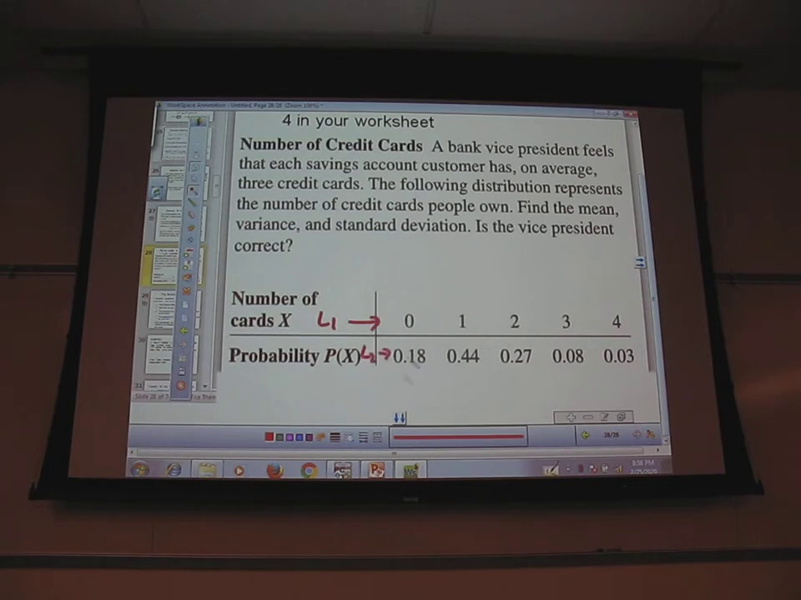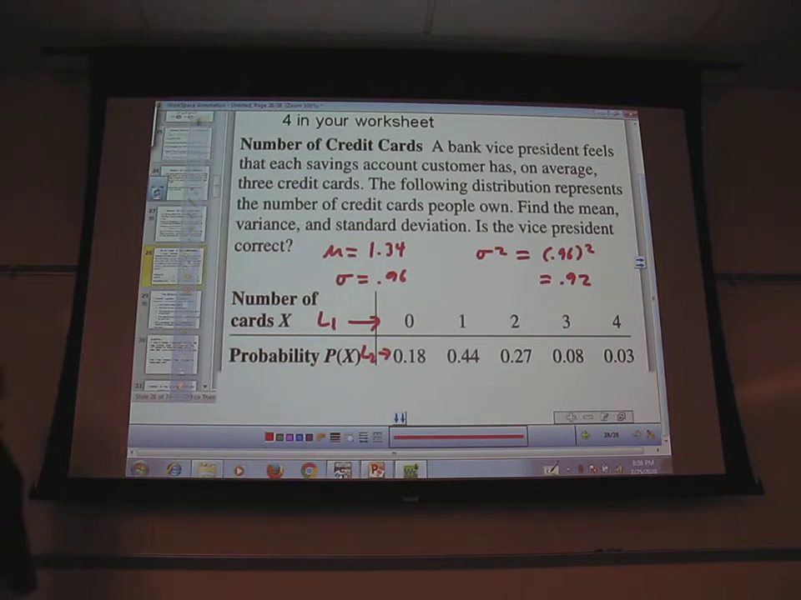And you ended up with a mean of what? 1.34. And it gave you a standard deviation of point what? 0.96. Then you need to find your variance. You square 0.96 squared. And what did you guys get for that? 0.92. Okay, great.